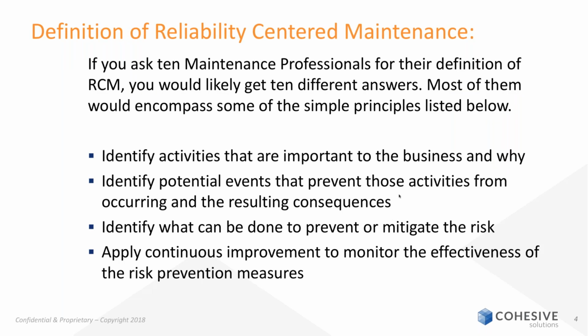So jumping in, the definition of reliability-centered maintenance. If you asked 10 maintenance professionals to define RCM, you'd probably get 10 different answers. What we tried to do in this configuration was boil it down to some of the important key attributes of those definitions. So identify what's important and why, identify what can go wrong with those things that are important and what the consequences of those are. That identifies your risk, and then identify what can be done to prevent or mitigate that risk, and what expenses you're willing to take on to mitigate the risk, and then apply continuous improvement techniques to monitor the effectiveness of your measures and improvements.